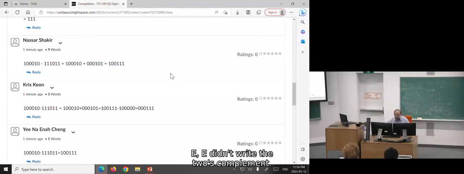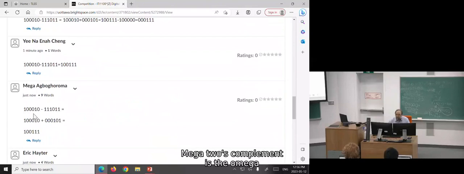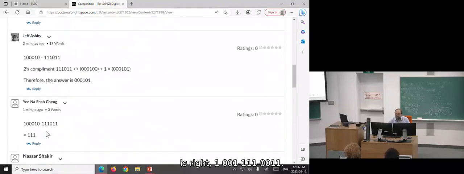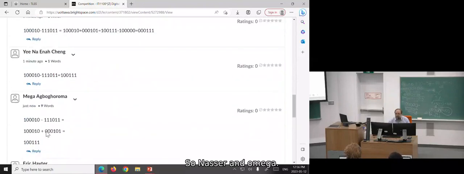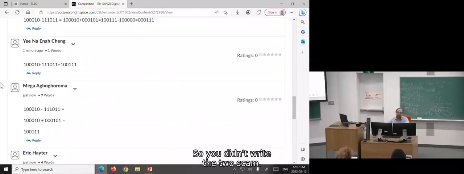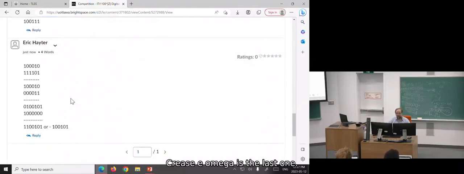And then Chris, no. He didn't write the 2's complement. Mega's 2's complement is this. Mega is right. 1, 0, 0, 1, 1, 1. So Nasser and Mega, and E, you didn't write the 2's complement. You calculated right, but you just subtracted. We wanted to add it. Chris, E, Mega, Eric is the last one. Okay, thank you very much.